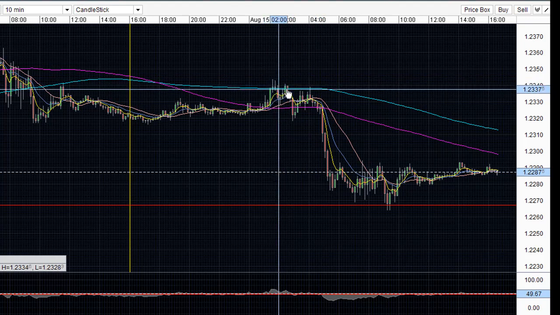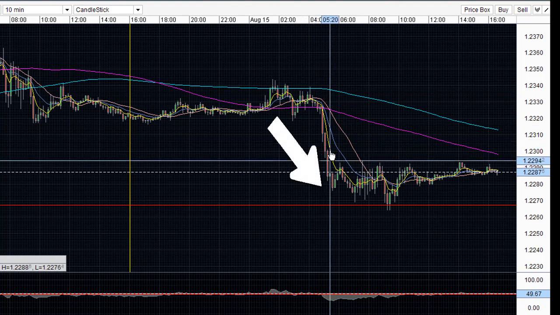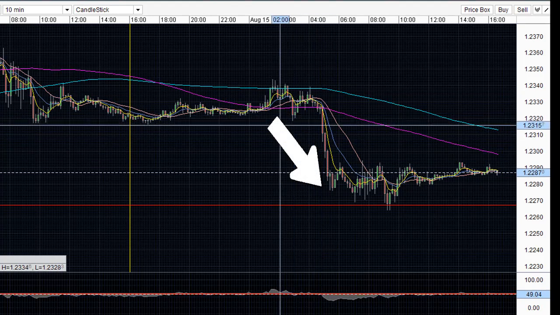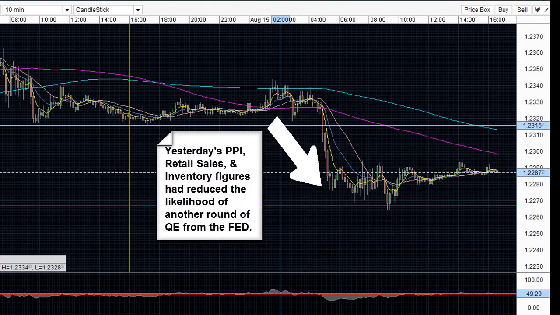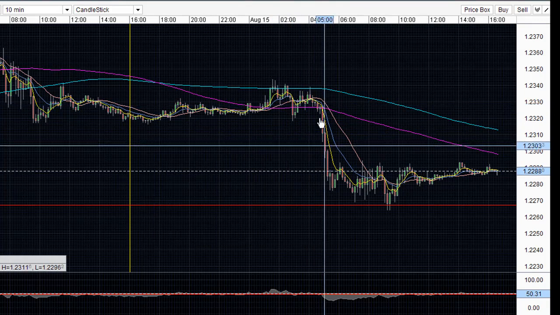But it wasn't until a few hours later that we saw market sentiment shift, and we began to see the Euro US dollar pair sell off due to diminishing convictions over whether QE3 would be announced by the Fed in September. The recent data coming out of the US yesterday made the likelihood of QE3 less likely to happen. So we saw this sell-off in the pair where we saw dollar strength come in.